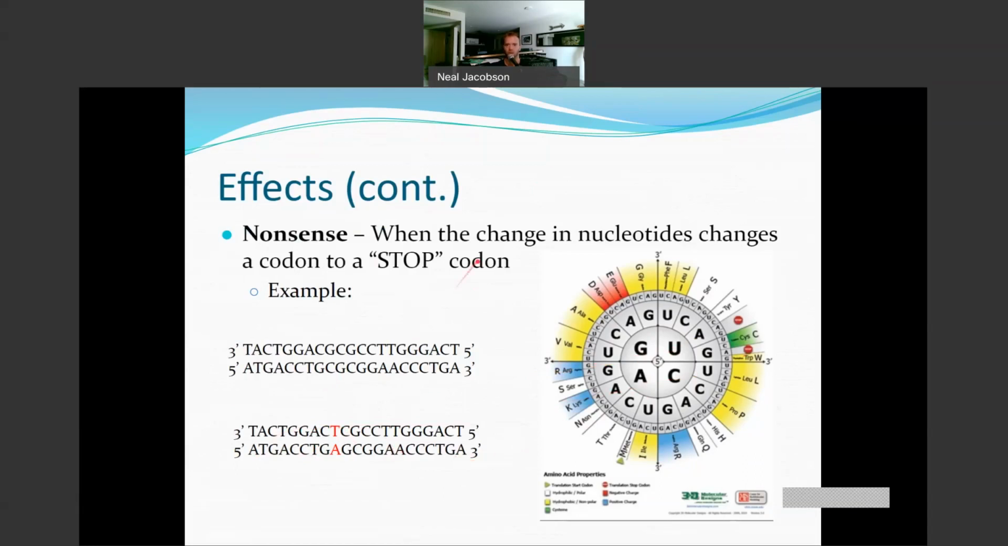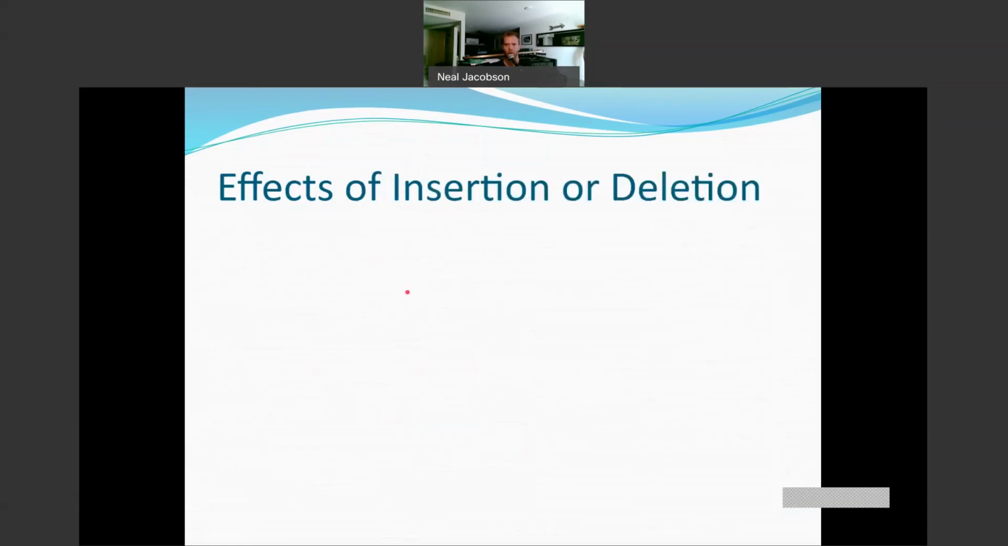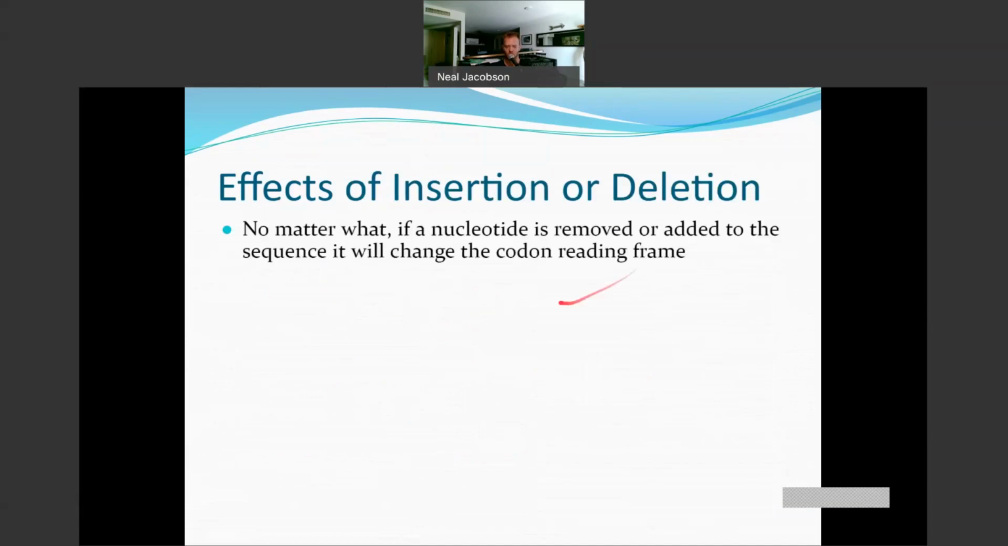So nonsense is when you have a change in nucleotide sequence that leads to a stop codon. Now let's take a look at insertions and deletions. No matter what, if we take a nucleotide out of the sequence, or we add one to the sequence, it shifts how the ribosome reads the codons. It shifts what we call the codon reading frame. So here's an example. These aren't nucleotides, these are just words. The cat ate the rat. This makes a lot of sense because there's a cat and it ate a rat.